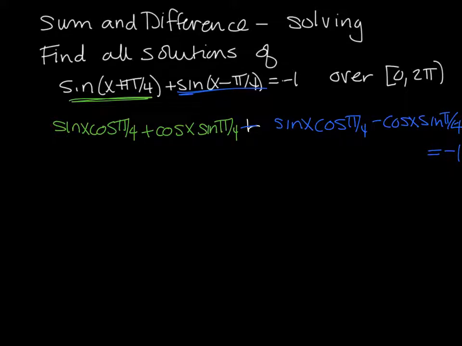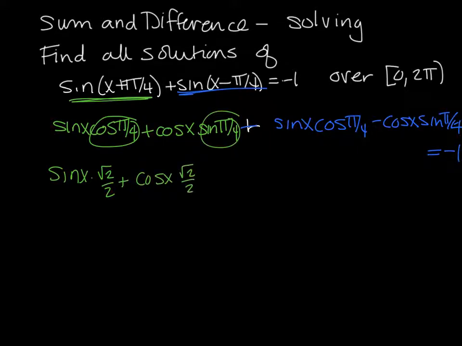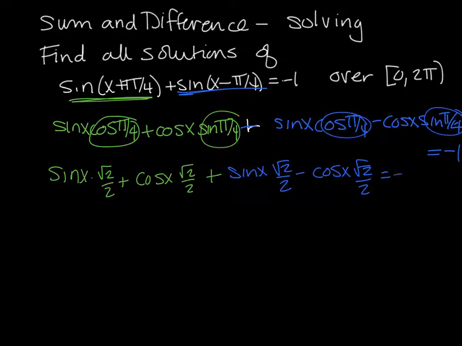Okay, now you just say, wow, that got really crazy. There's a lot going on. But don't forget, we know what pi over 4 is. We know that that's root 2 over 2 for cosine. We know it's root 2 over 2 for sine. And so for all of these, for this one, I'm going to replace it with, so I've got sine of x times cosine of pi over 4 is root 2 over 2. Plus, and this one also, I have cosine of x, sine is root 2 over 2. And then I've got a plus. And then I go to the next one here. I've got sine of x and cosine of pi over 4 is root 2 over 2 minus cosine of x sine of pi over 4 is root 2 over 2 equals -1.